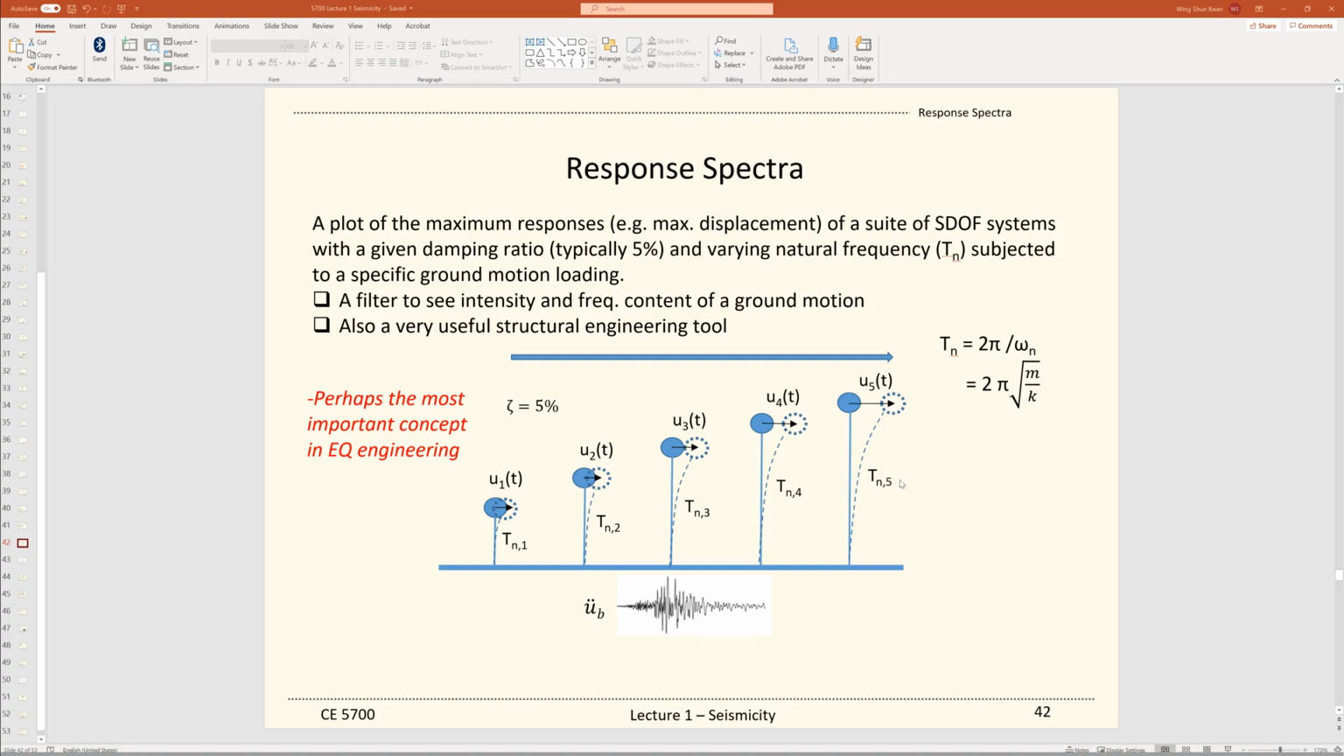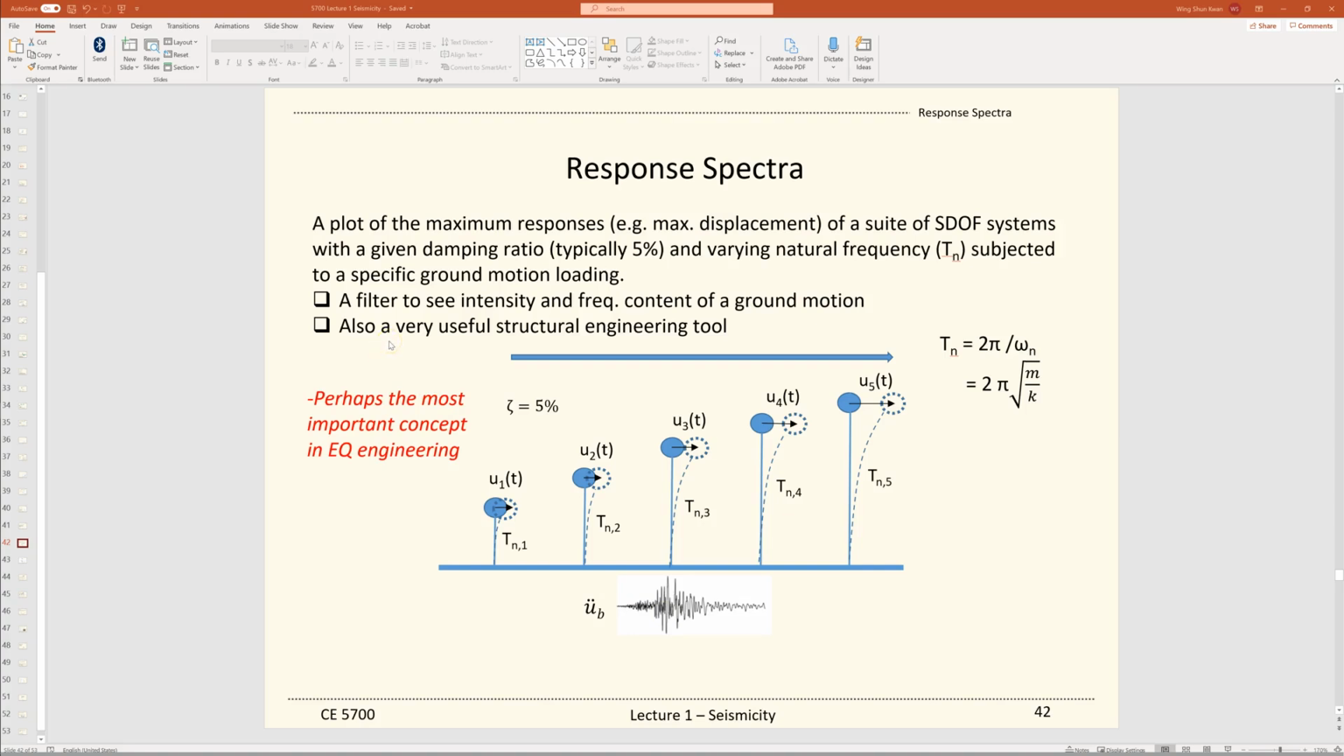Period and frequency are reciprocal of each other. So there is the lateral frequency of each system, and also the frequency of the ground motions. The response of the two combined is the response spectra, which can be used as a filter to see the intensity and also the frequency content of the input ground motions. And this is a very useful structural engineering tool, kind of like the interface, this response spectra.